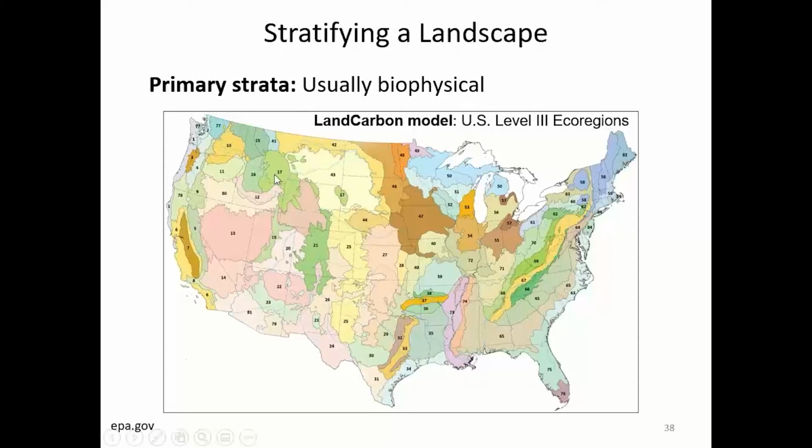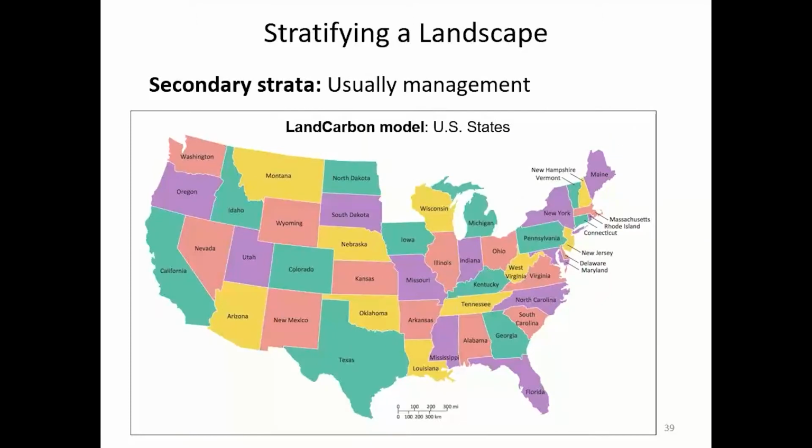in which you believe that some of the parameters of the model, perhaps the species you expect to see, or the fire behavior, or the climate, is a classic one, right? Maybe the soils are going to be somewhat similar and different from neighboring strata. So this allows you to set up your models to behave differently according to different strata, and so it's usually biophysical. Secondary strata is usually a management-oriented layer.